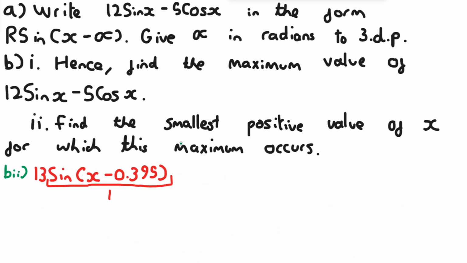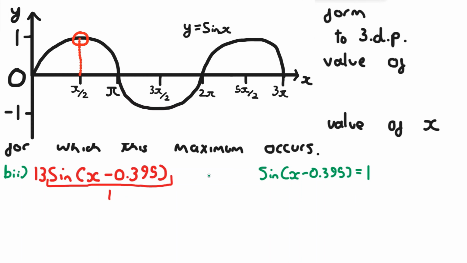And then for the second part of B, we need to find the smallest positive value of x for which this maximum occurs. And as this maximum occurs when sin of x minus 0.395 is 1, what this question is asking is for us to find the smallest positive value of x for which sin of x minus 0.395 is equal to 1, as this is when the maximum is. And if you look at the sin graph, you can see that the first time that sin is 1 is when it's sin of pi over 2.